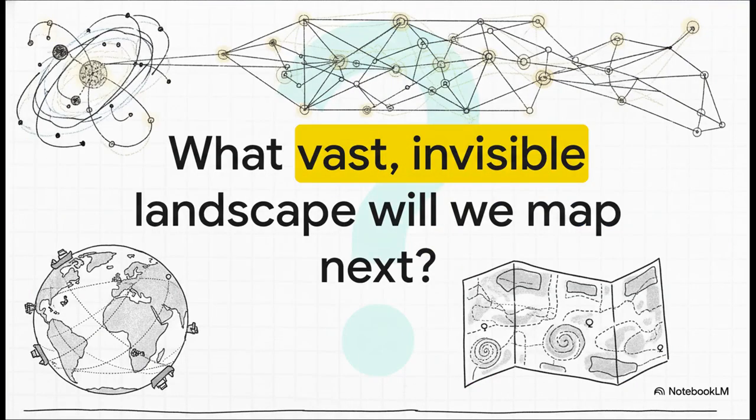This leaves us with a pretty fascinating final thought. This method of mapping configuration spaces gives us an incredibly powerful lens to look at the world. From the quantum realm all the way up to global logistics, we are learning to chart the invisible. The only question is, what vast landscape of possibilities will we map next?